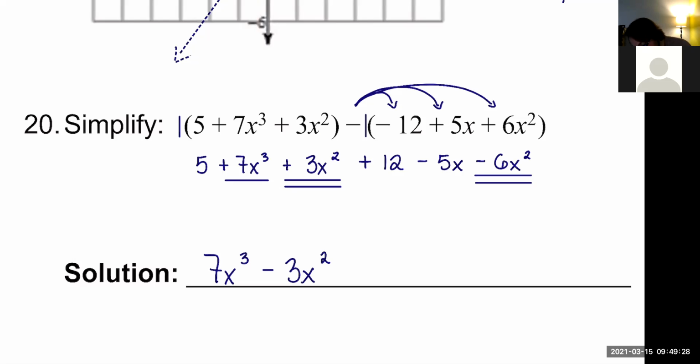Moving on through my list here, x to the power of 1, I see a -5x. Of course, that exponent of 1 is hiding as usual. Any like terms to combine with it? No. So I bring it on down.